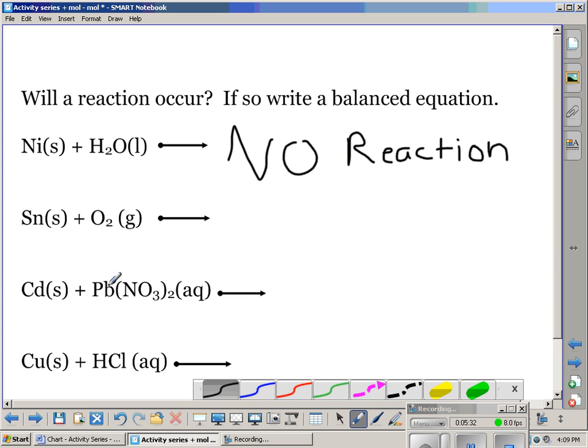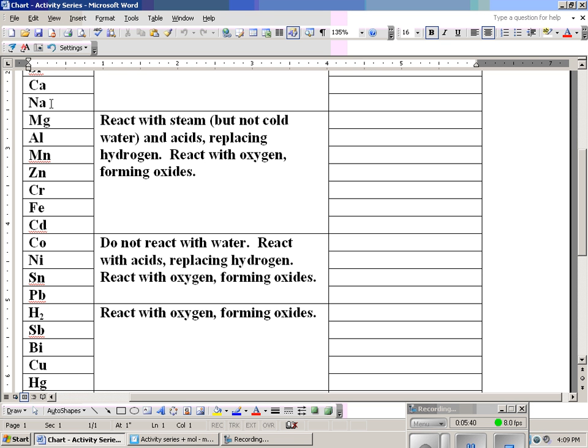Okay, moving on to our next one, we have tin and oxygen. If we put those together, let's see if we have a reaction. So we look in our activity series here. Here we find tin. Do not react with water. React with acid, replacing hydrogen. So far, we don't really care. Reacts with oxygen, forming an oxide.